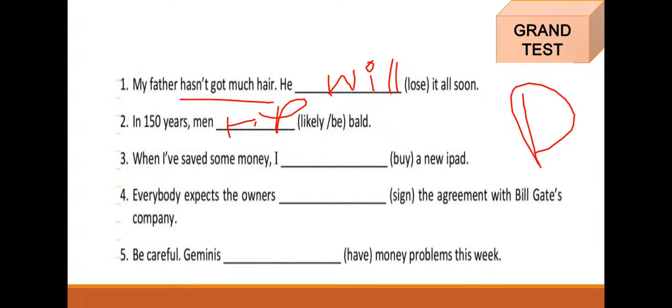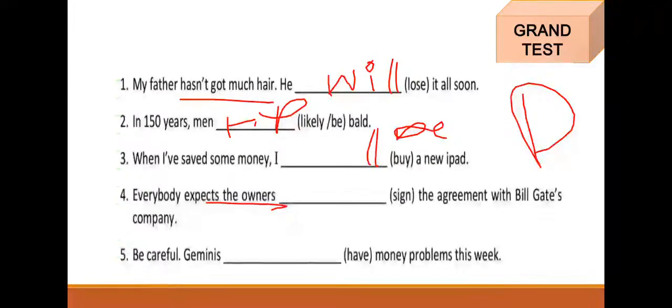When I have saved some money, I will be buying a new iPad. Like, I will be buying a new iPad. Future continuous. My pen is not working, so you have to manage. I'm saying everything that you have to write. Just write those things in your notebook, okay?